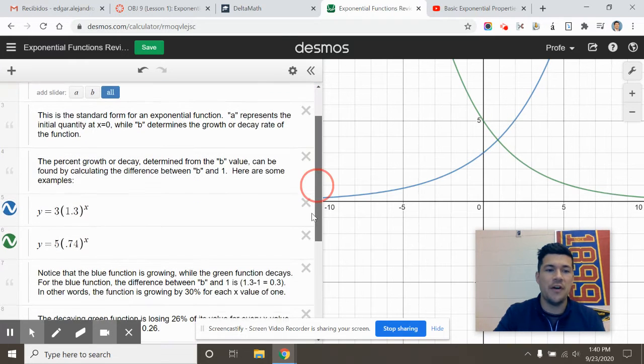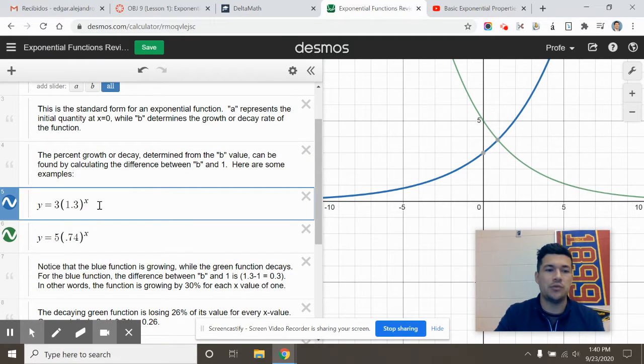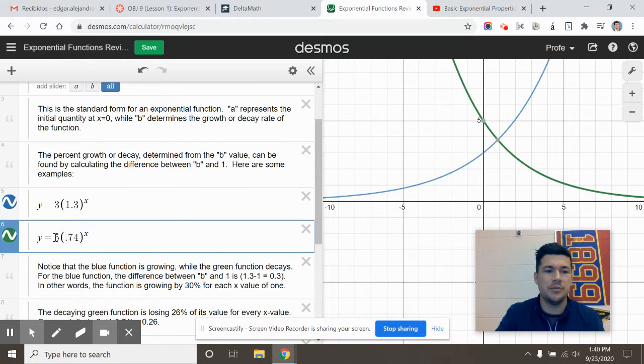So for example, if I have y equals 3 times 1.3 to the x, I can expect the y-intercept to be 3, right? And I can expect for it to be growing. You can see that the blue function is growing, while a function like 5 times 0.74 to the x is going to have a y-intercept at 5, and is going to decrease. It's going to decay. We call that exponential decay.